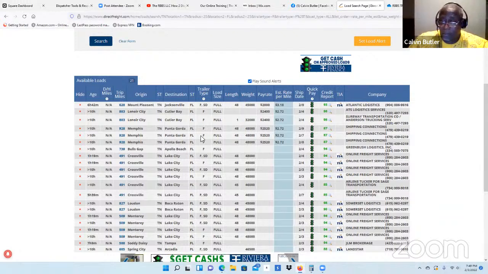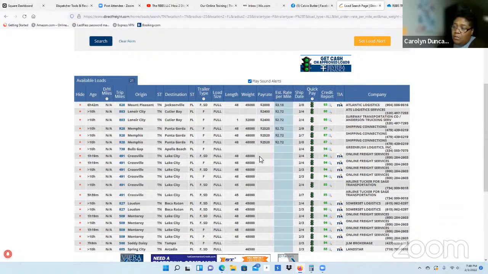So looks like these loads run every day of the week. They're all paying $2,520, and it's $2.72 per mile. That's not bad for coming down to Florida, because here's the thing: if you run them down to Florida, once they get down here, they can make all the money they want to make. If they want to come to Florida and stay in Florida for a week, you see what I'm saying?